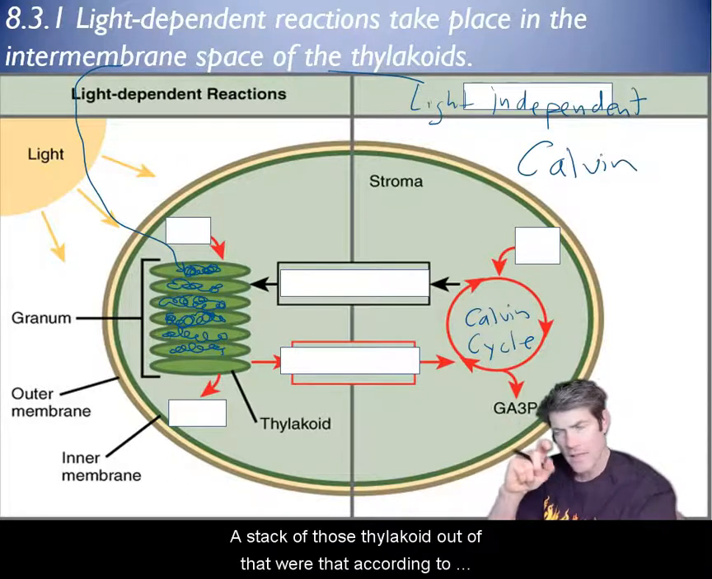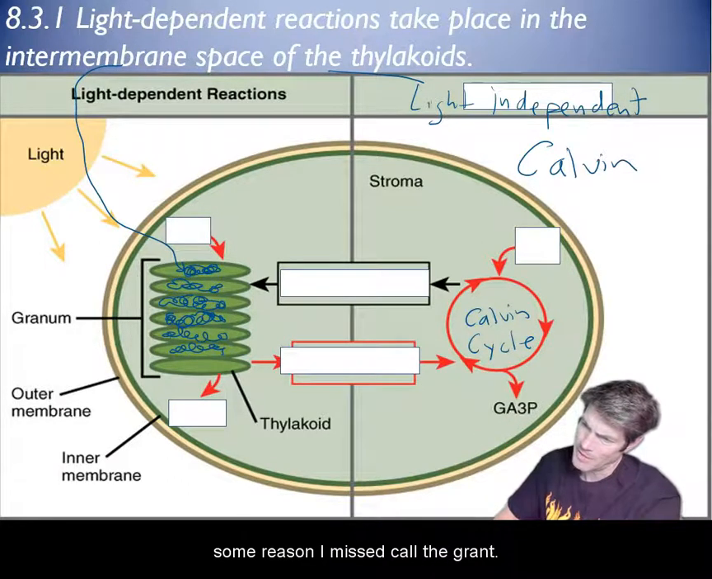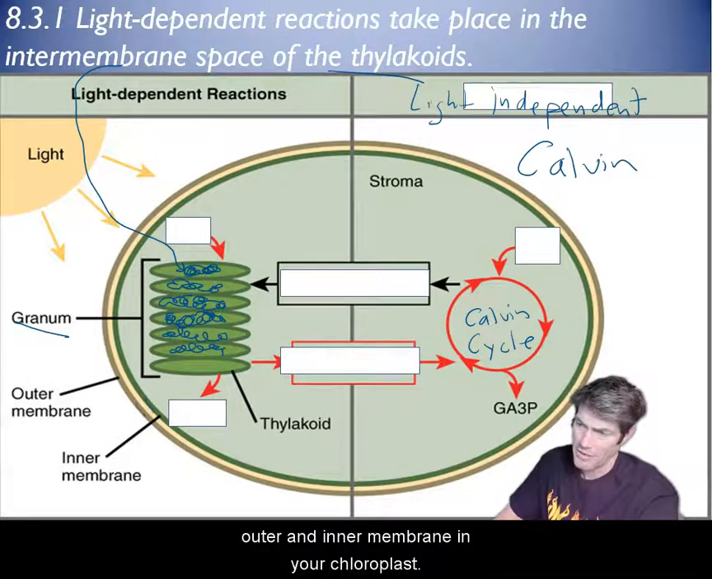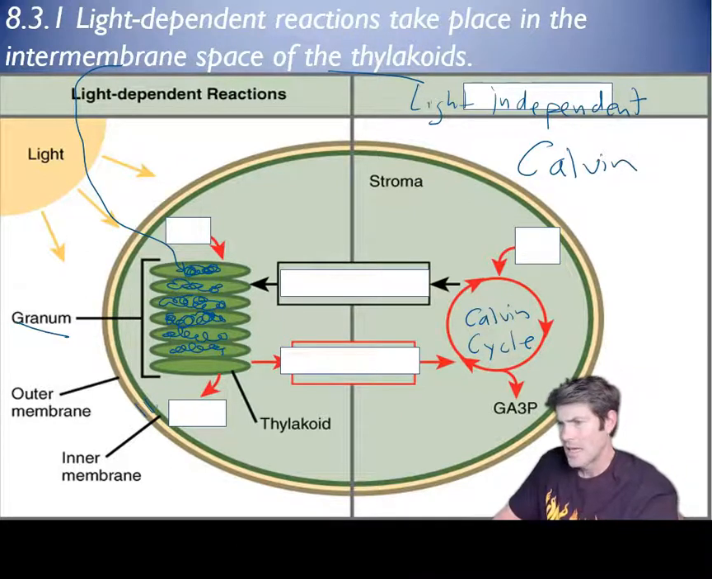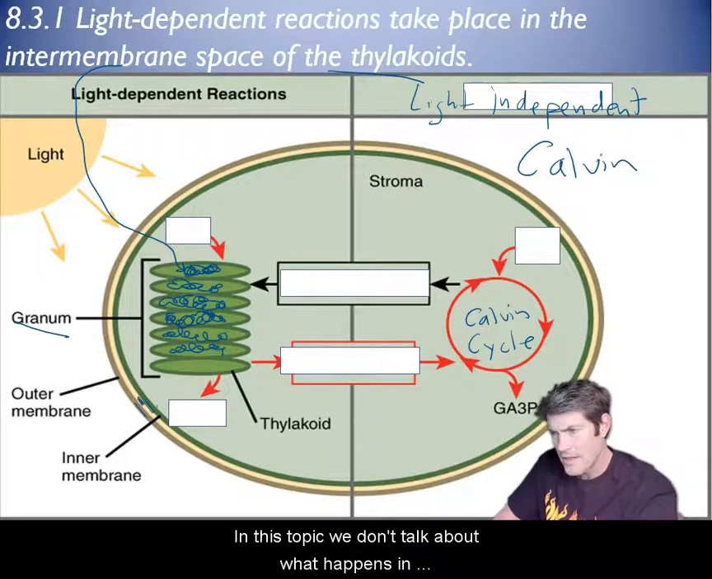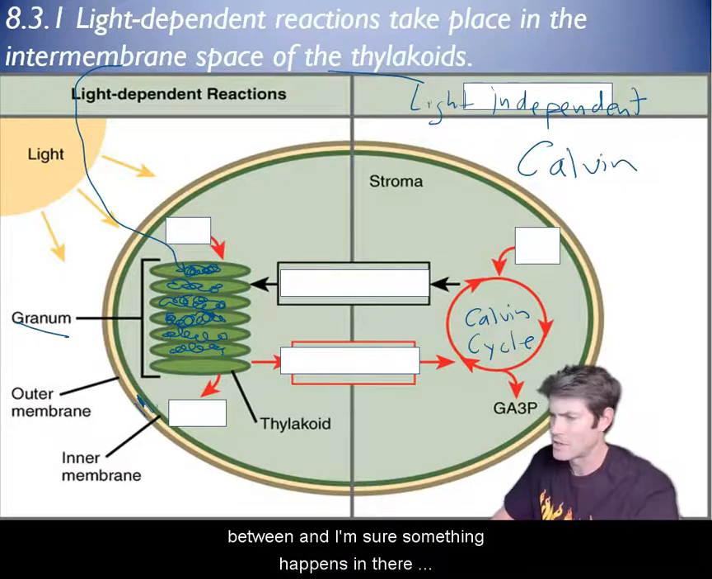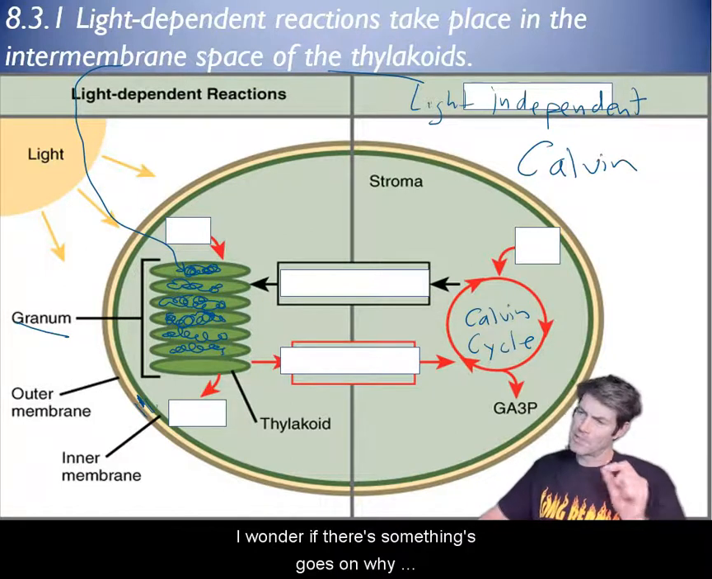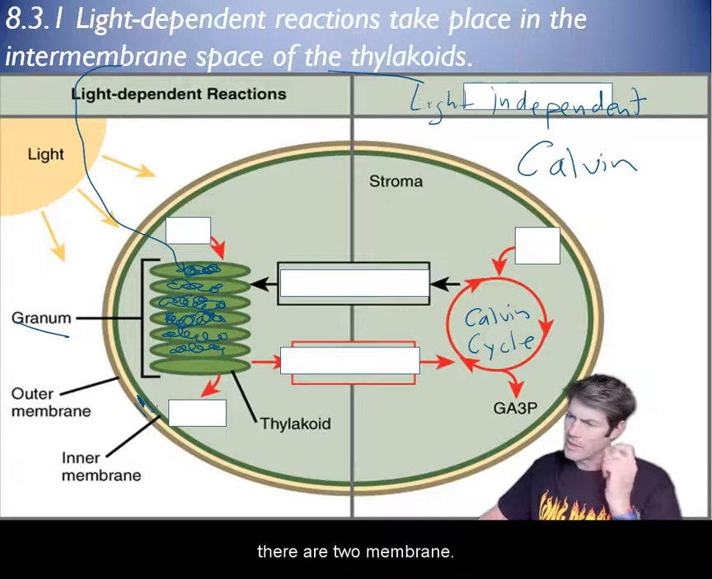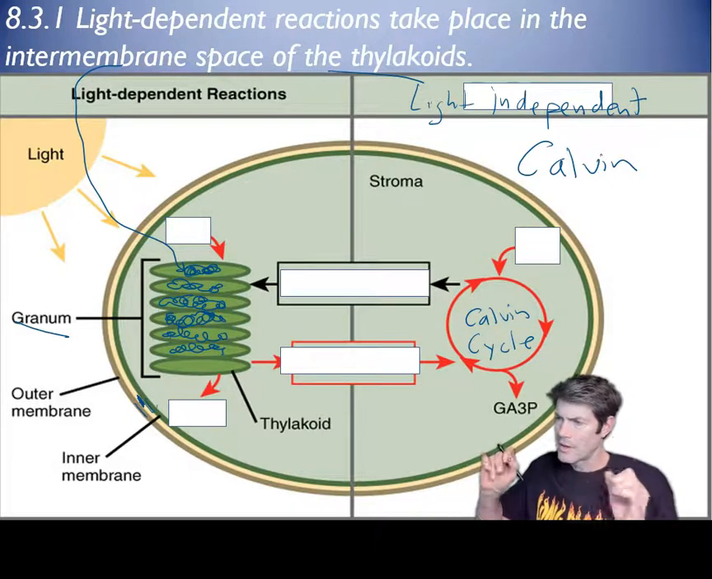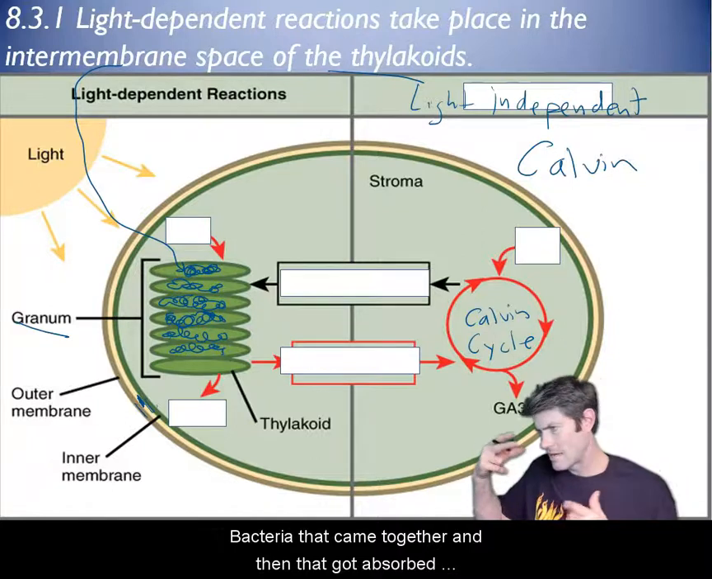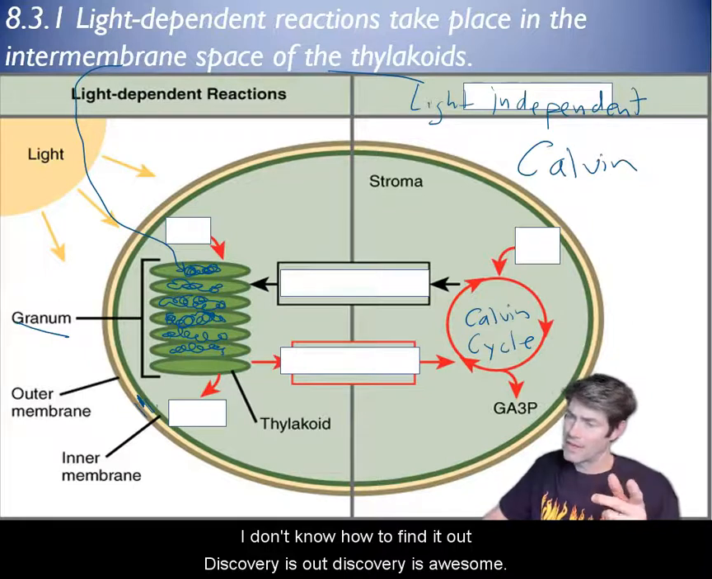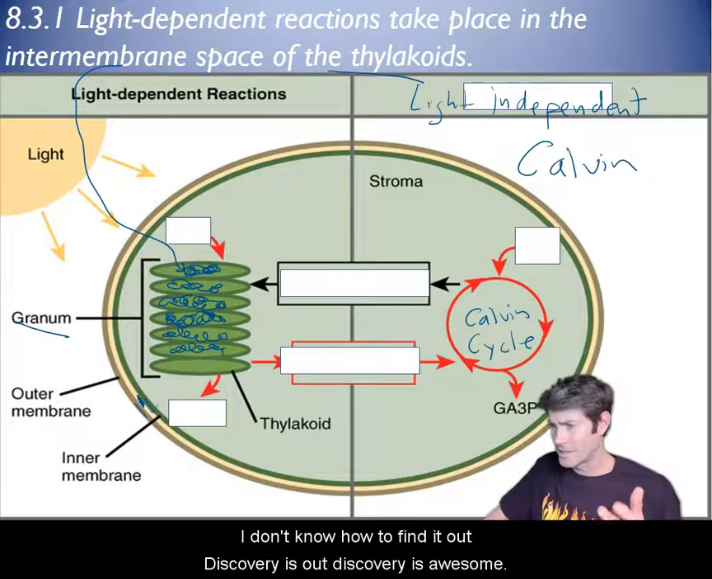The stack of those thylakoids, I love that word thylakoid for some reason, is called the granum. And you do have two membranes, an outer and inner membrane in your chloroplast. In this topic, we don't talk about what happens in between, and I'm sure something happens in there, but I haven't learned about it. So I wonder why there are two membranes. Probably there were two bacteria that came together, and then one got absorbed and gradually took over, so there's two, but I don't know. I gotta find that out. Discovery is awesome.